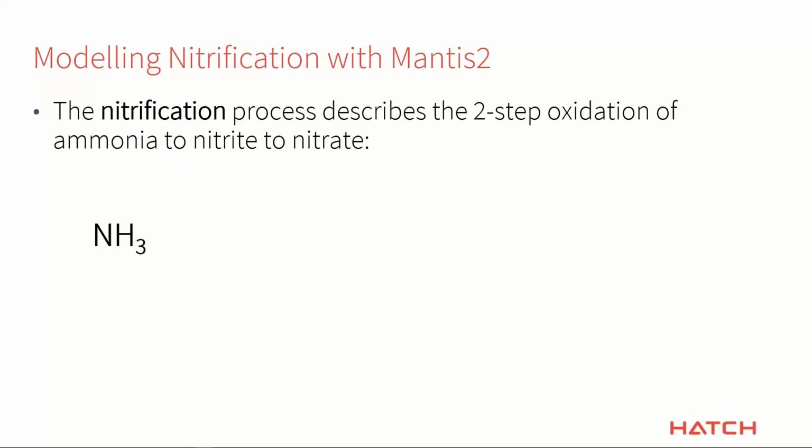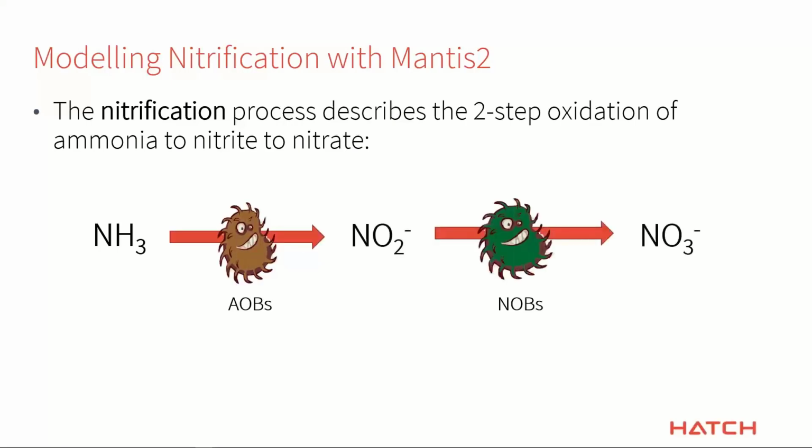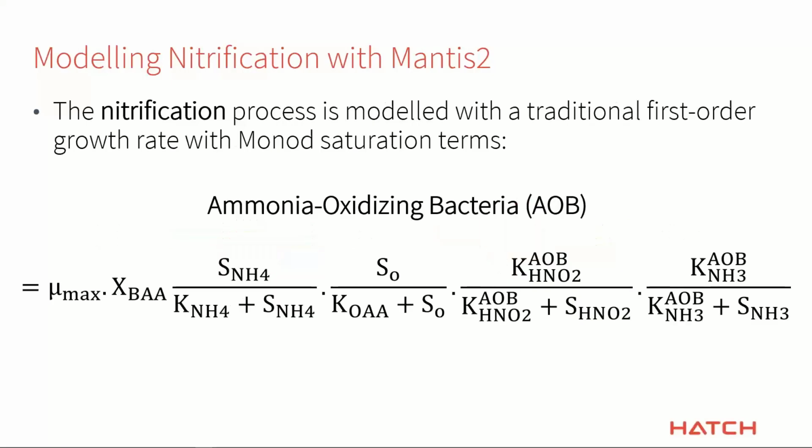Okay, so starting with nitrification, and I'm talking about the Mantis 2 model here. The nitrification process in our model is described as a 2-step process, so ammonia to nitrite and then nitrite to nitrate, and we have 2 different biomass types to be able to do that job. So we have an equation for each set of growth circumstances for each biomass type. And the AOBs and the NOBs are modeled in separate steps.